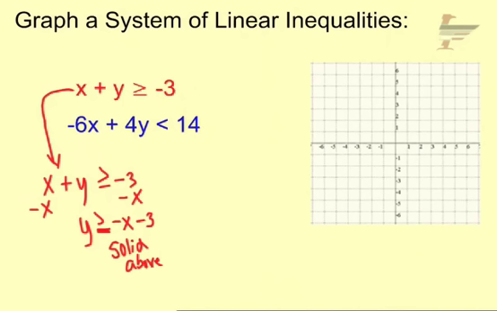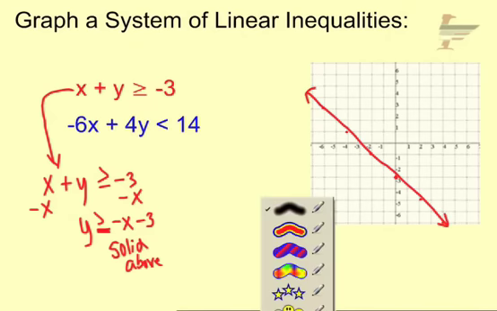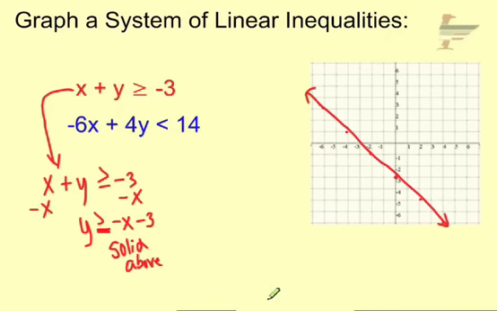So when we graph this over here, the y-intercept is negative 3, and our slope is that negative x, so negative 1, and we go down 1 over 1, down 1 over 1, and we are going to have a solid line, and this is going to be shaded above the line. So we're shading all of this up here. So this is what we've been doing so far. We know how to graph an inequality.